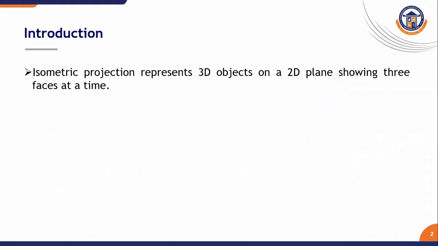First one is introduction. What is isometric projection? The isometric projection represents a 3D object on a 2D plane, showing three faces at a time. Generally, isometric projections represent the 3D object on a 2D plane, which shows all the faces, like three faces at a time.